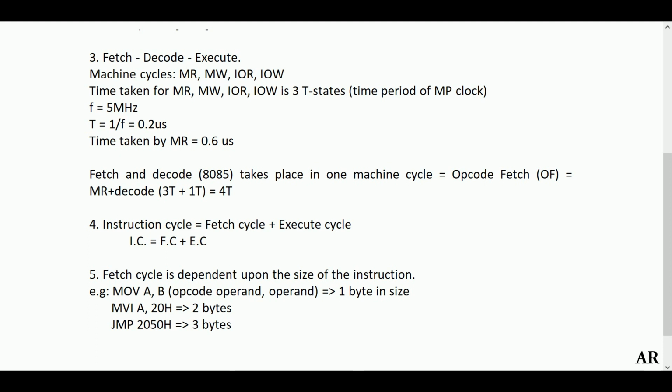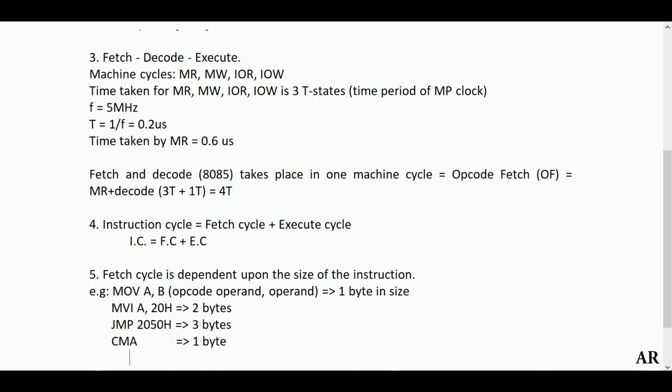Let us take another example, CMA. Now CMA is complement accumulator. Here this is just an opcode. There is no operand in that. Since the opcode also needs to be encoded in the binary format, which can be of minimum 1 byte, we can consider this to be 1 byte in size. Therefore this instruction is 1 byte in size.